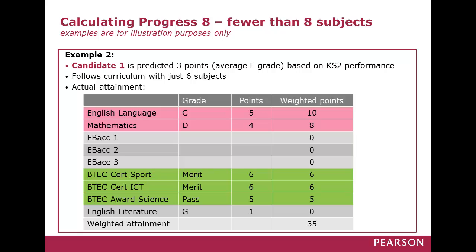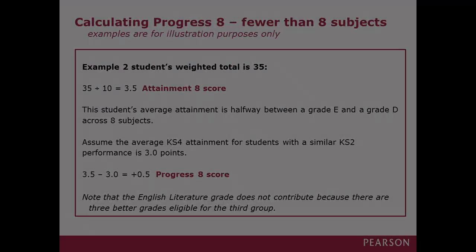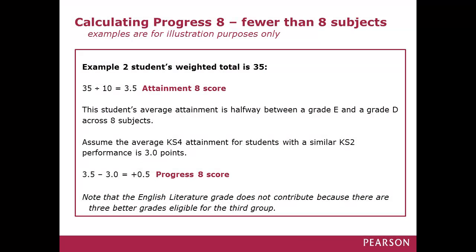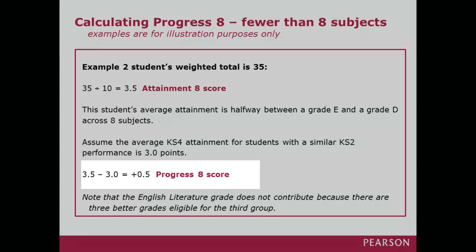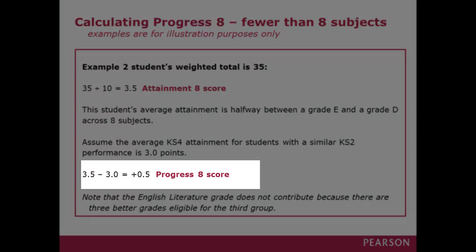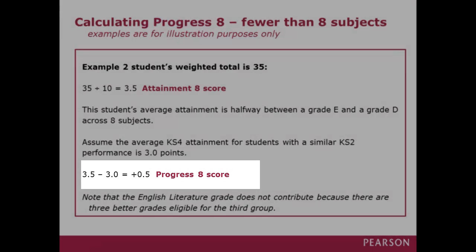There are no subjects in the EBAC group, and 4 subjects available for Group 3. Remember that if a second English qualification is taken, it is counted in this group. The best 3 of these 4 subjects are used to calculate the score for this group, and so English literature does not contribute. The BTEC certificates now count as 1 subject each, even though they are twice the size of a GCSE in timetable and content terms. When the student's attainment total of 35 points is converted to a Progress 8 score, we see they have actually made half a grade more progress than would be expected.